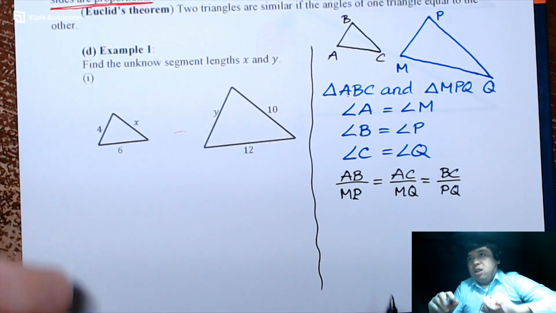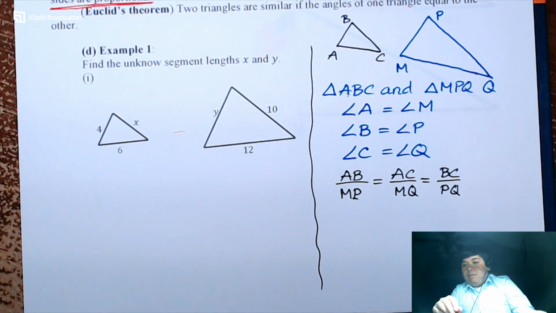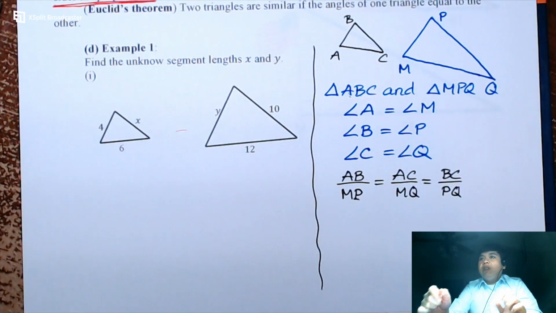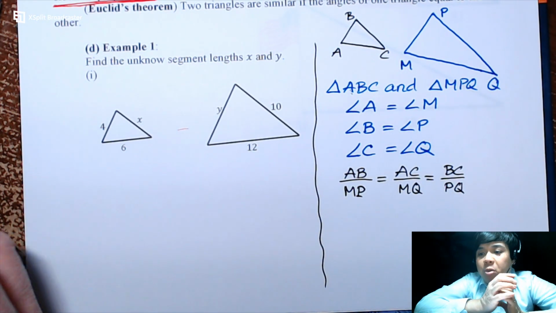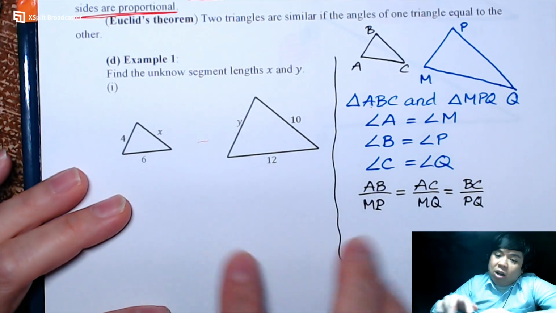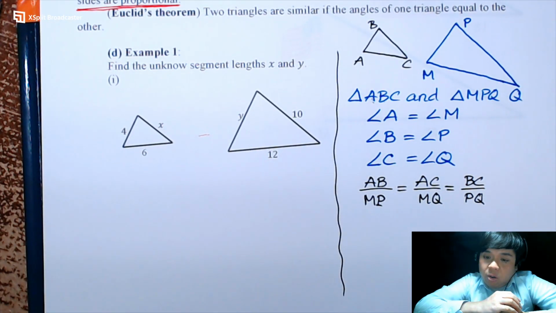So that the ratio of them will be the same. So proportional size and equal angles. Right, so that's the properties of similar triangles. Now let's look at this example. These two triangles are similar.